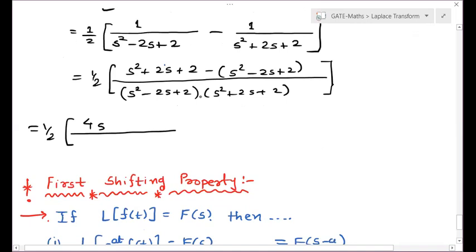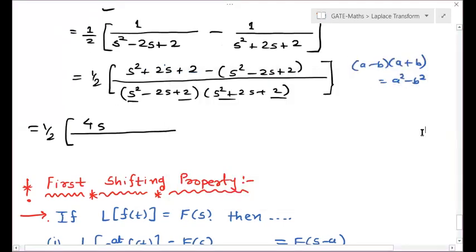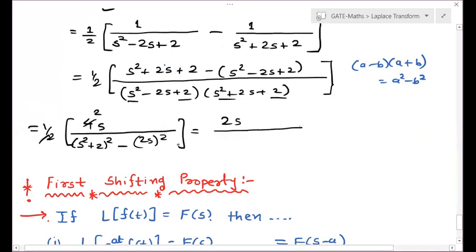Now if you check your denominator, you can write this as s² + 2 common here, and it is minus 2s and plus 2s. You can convert this into the formula (a - b)(a + b), which is equal to a² - b². So 2 times 2s is 4s, and in the denominator I'll be having (s² + 2) whole square minus (2s) whole square. So in the numerator I'll be having 2s, in the denominator it is (s² + 2)² - (2s)².